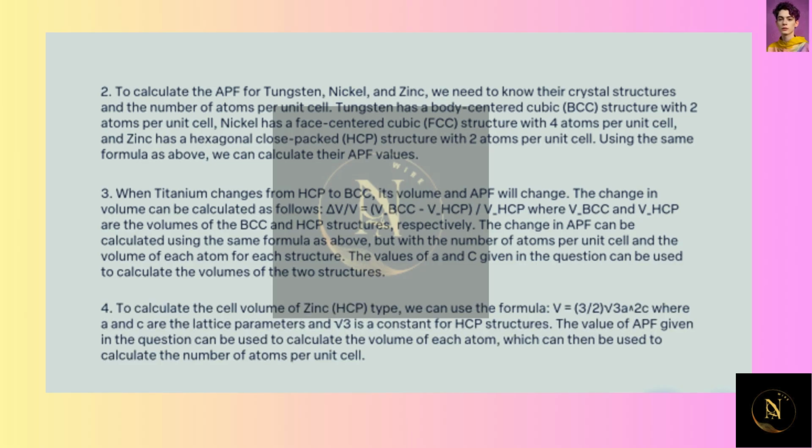4. To calculate the cell volume of zinc HCP type, we can use the formula V equal to 3/2 square root of 3 a^2 c, where a and c are the lattice parameters and square root of 3 is a constant for HCP structures. The value of APF given in the question can be used to calculate the volume of each atom, which can then be used to calculate the number of atoms per unit cell.